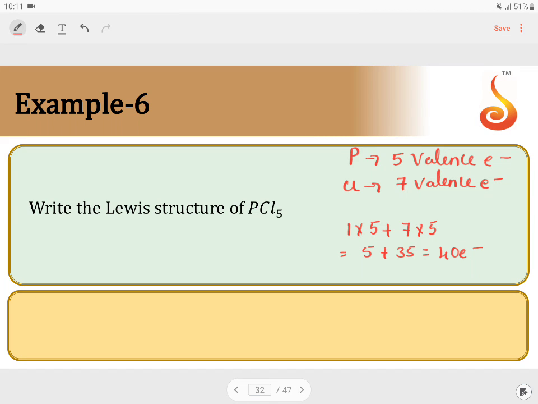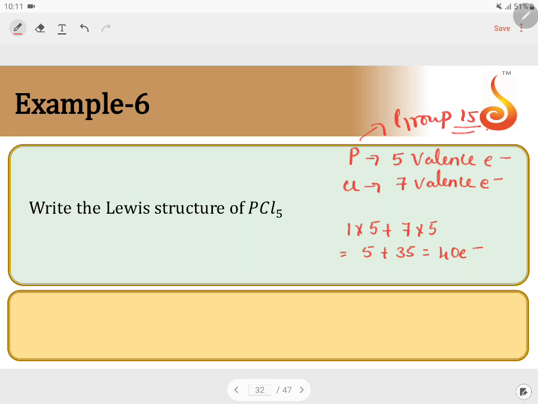Write the Lewis structure for PCl5. If you consider PCl5, phosphorus is pentavalent because it belongs to group 15. All group 15 elements will have 5 valence electrons. Similarly, chlorine belongs to group 17, with 7 valence electrons.